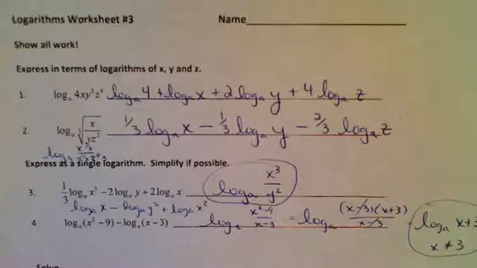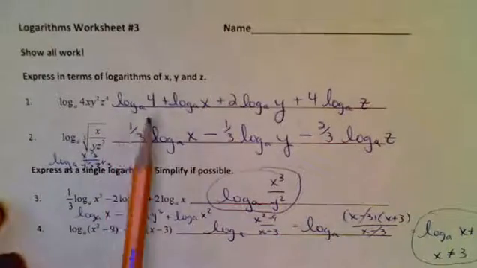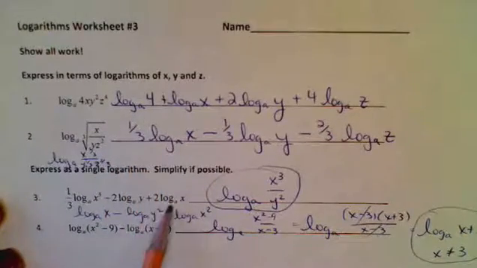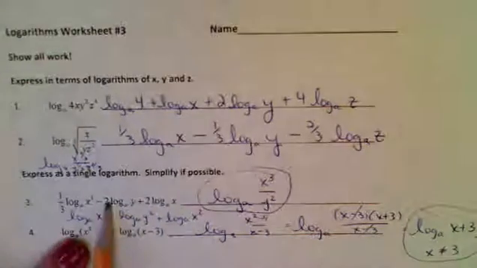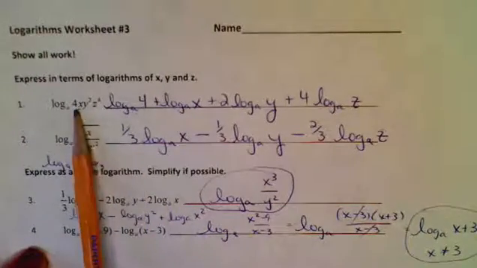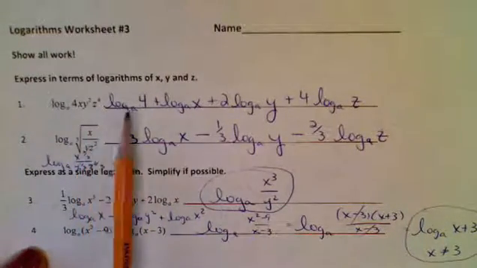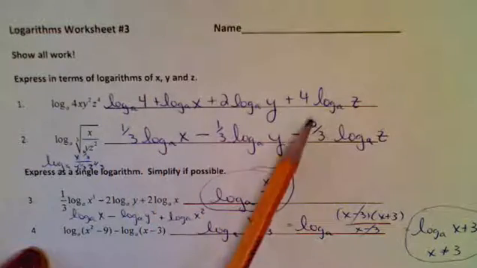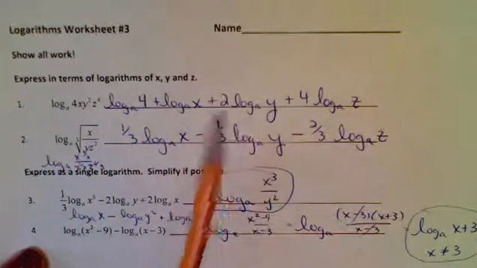Okay, worksheet 3 begins with being able to expand logarithms and, when they're in expanded form, to condense them into one. So just remember, anything that you're multiplying should be a positive in front of the logarithm. So in number 1, they're all pluses.